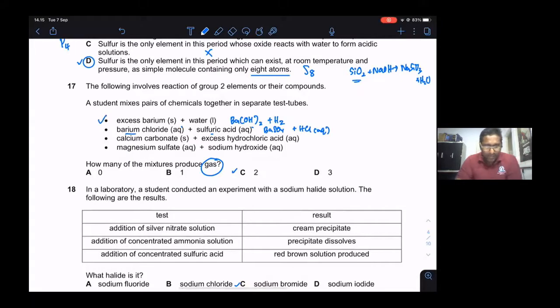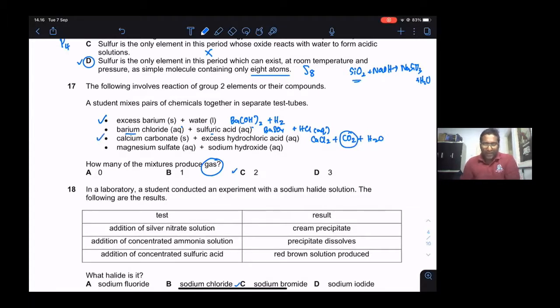For this, yes. Calcium carbonate and excess hydrochloric acid. This one really everyone should know. Carbonate reacting with acid will give you calcium chloride, carbon dioxide and water. This one is very important. You can see that carbon dioxide is given off. This will be the answer over there.